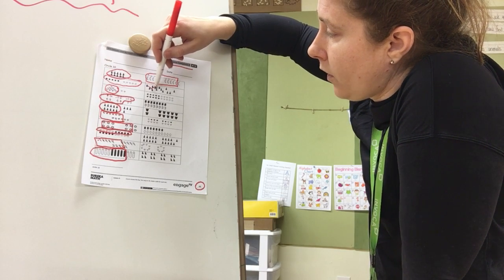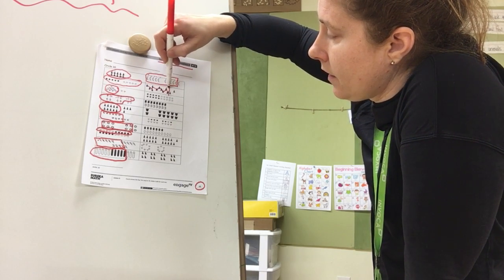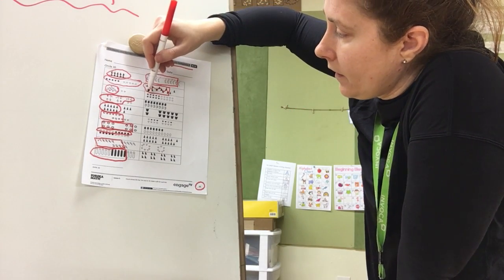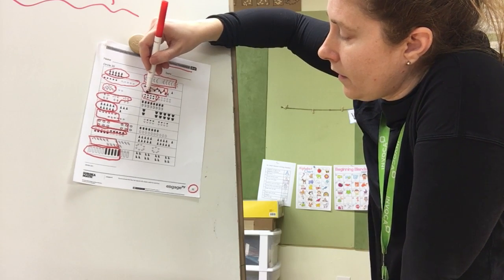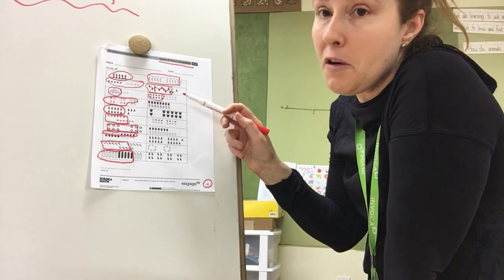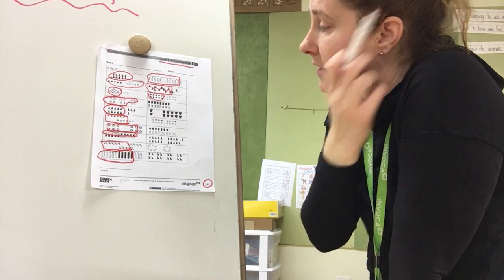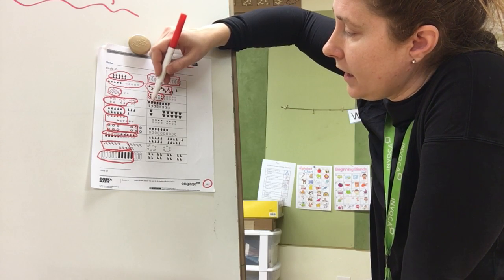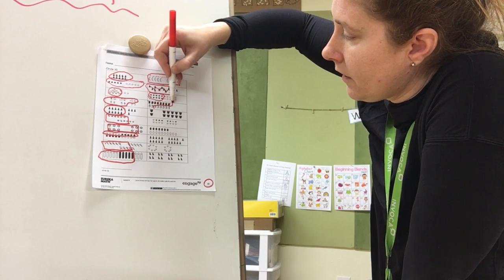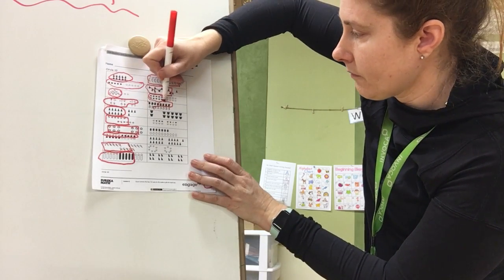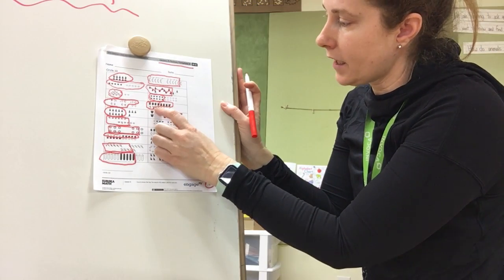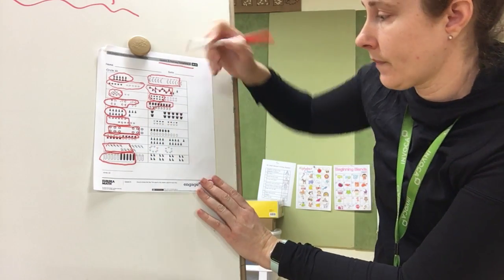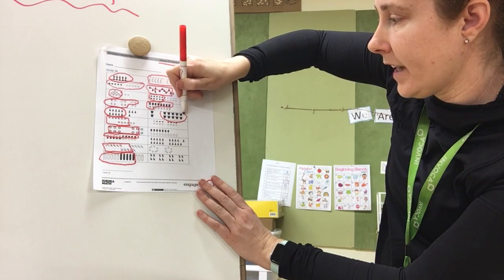1, 2, 3, 4, 5, 6, 7, 8, 9, 10. 10 ones and 2 ones. 10, 2. Okay. Here's another 10 ones and 10 ones, which is 20. 10 times 2 is 20. 1, 2, 3, 4, 5, 6, 7, 8, 9, 10. So 10 ones and 1, 2, 3, 4, 5, 6 ones. 10, 6, 16. Ooh, so this one is a group of 10, so I'm going to circle those.